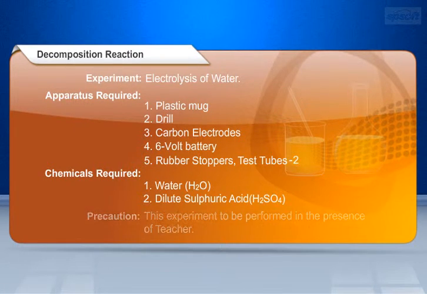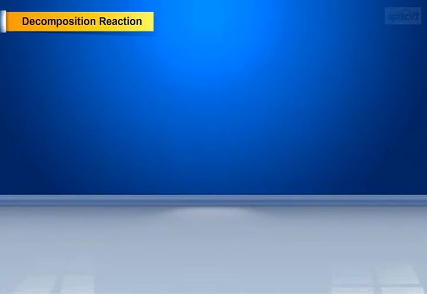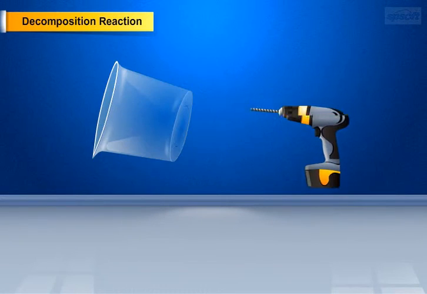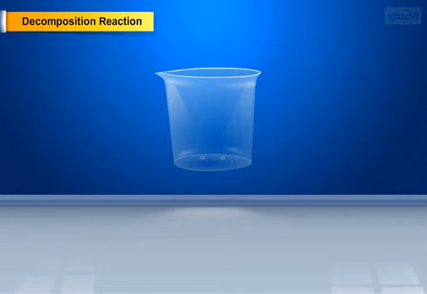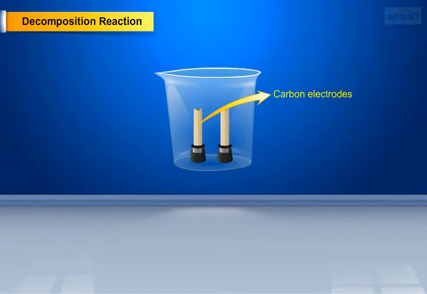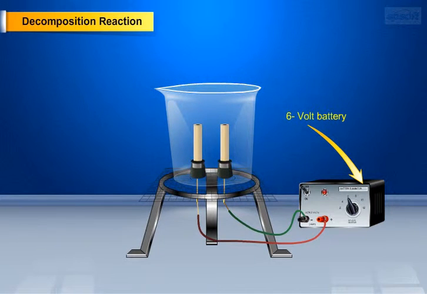We need to take precautions while doing this experiment, like this experiment should be performed in the presence of a teacher. So, let us start the experiment now. Take a plastic mug and drill 2 holes at its base, and fit rubber stoppers in these holes. Insert carbon electrodes in these rubber stoppers as shown in the image. Next, connect these electrodes to a 6-volt battery.